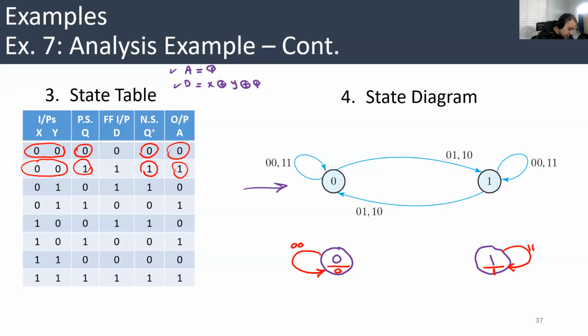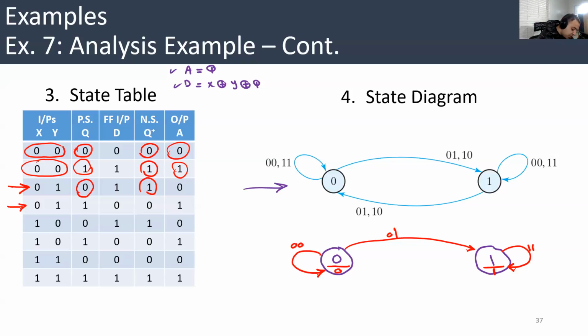Okay. When the input is 0, 1, and the present state is 0, we will transition here. If the input is 0, 1, we're gonna go to 1. I will not mention the output again in that case, because we did that before. We know that when the present state is 0, the output will be 0. When the present state is 1, the output will be 1. So henceforth, we will not do that. We already have the output for each state.